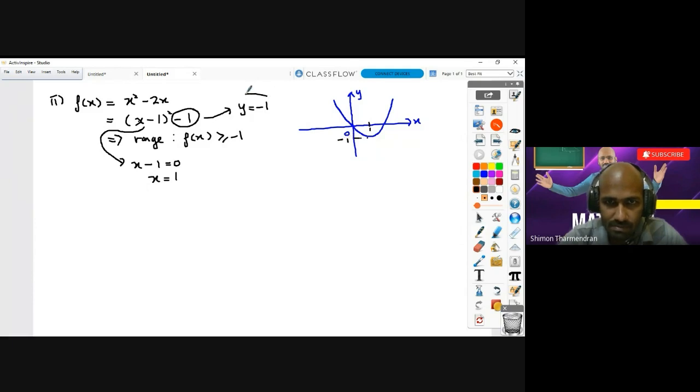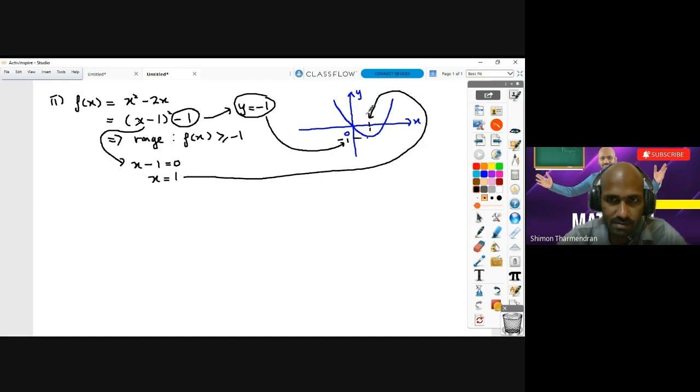So if I were just to put some arrows here, this is this point here, and x equals 1 is the x coordinate over here. So that is why the range is greater than or equal to minus 1. The lowest point the graph will reach is down to -1, and then it turns. So range is your y-axis, so anything above or equal to -1 is valid.